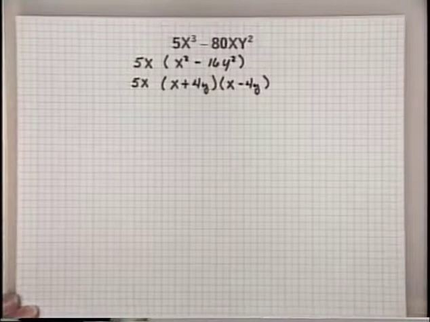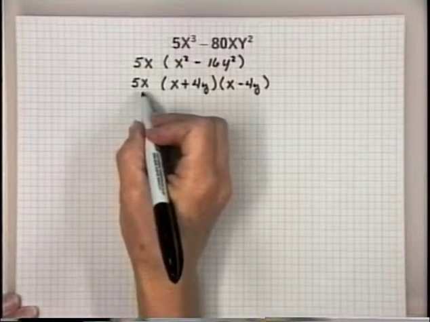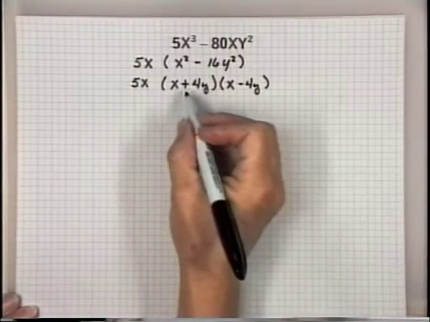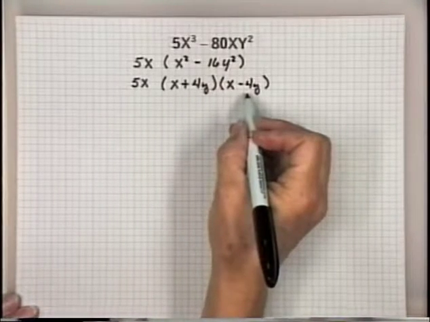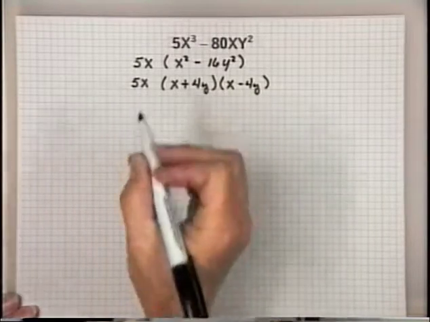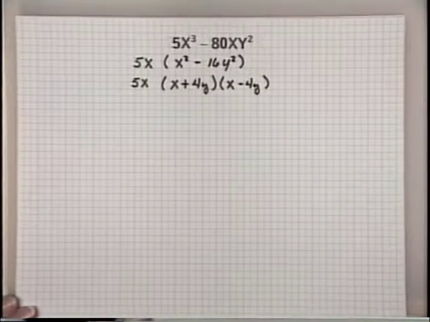Our complete factorization then is the three factors: 5x times (x plus 4y) times (x minus 4y). You can see that none of these factors can be factored any further.